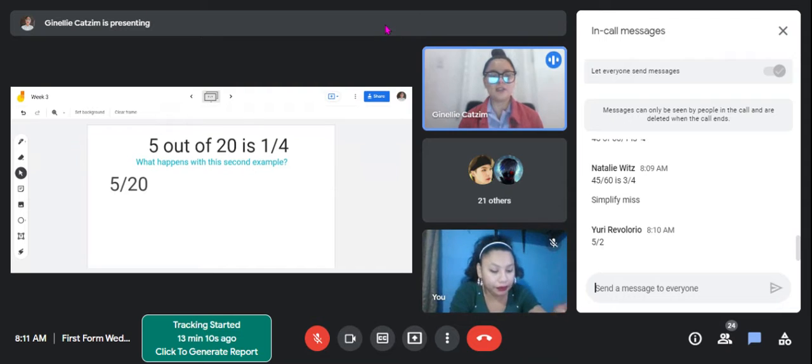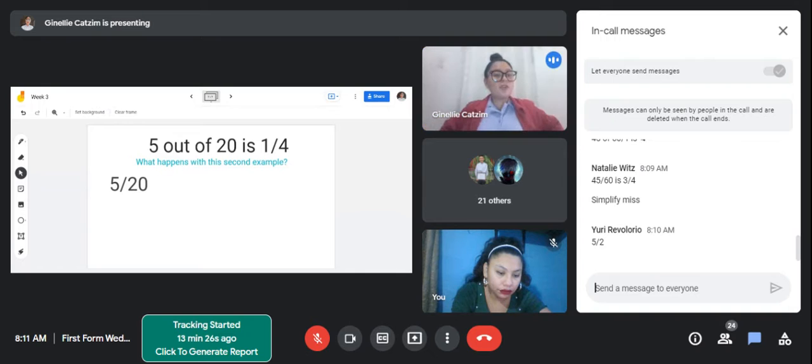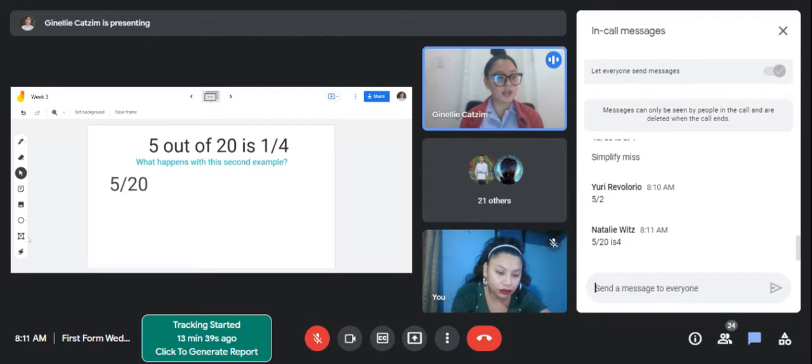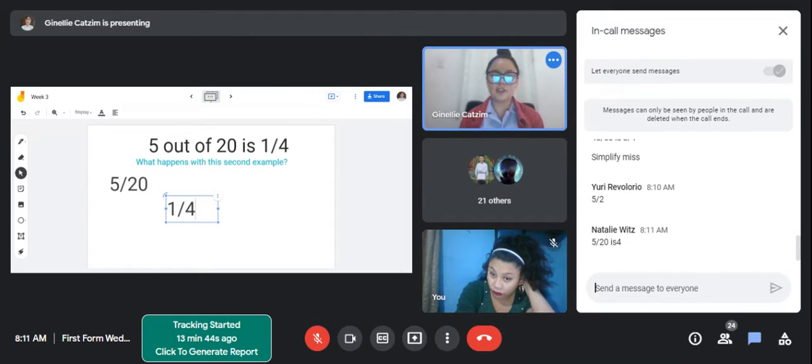And if we simplify, we divide by the highest common factor. If 5 is a common factor here, then we divide by 5. So when we divide the two numbers by 5, we get 1/4, right? We get 1/4. So what is happening here? What do we do?